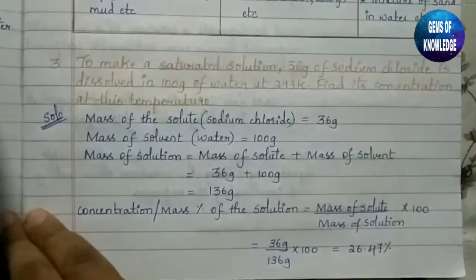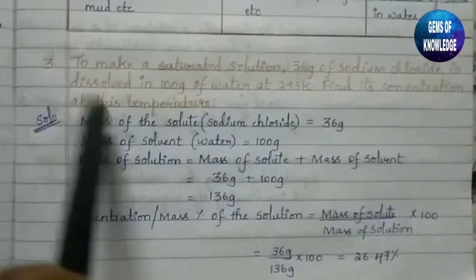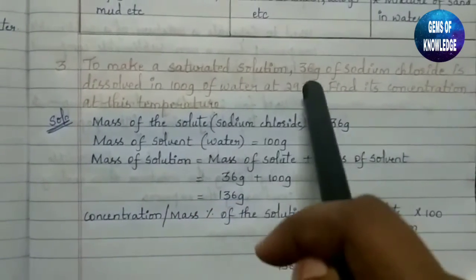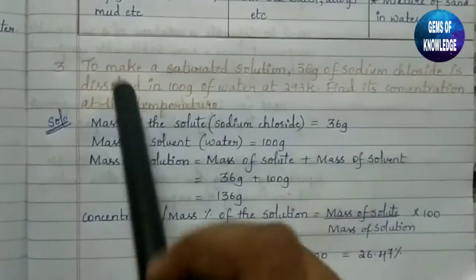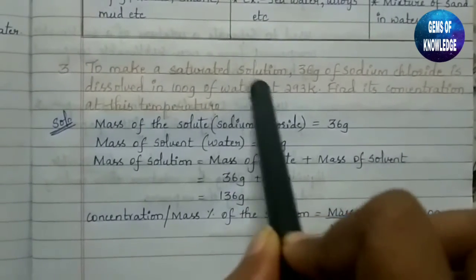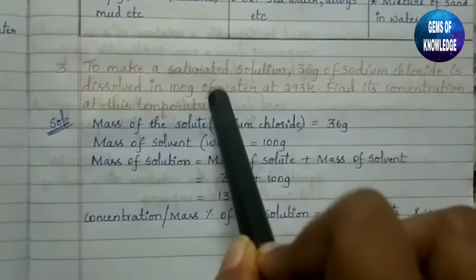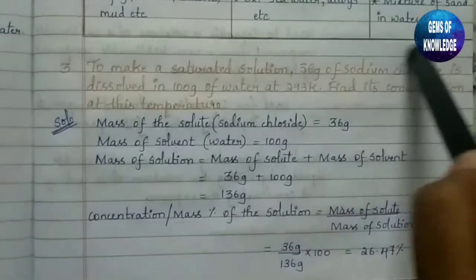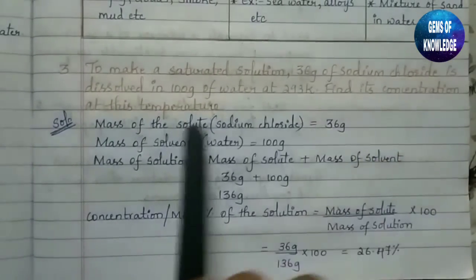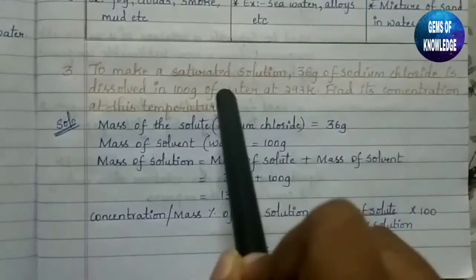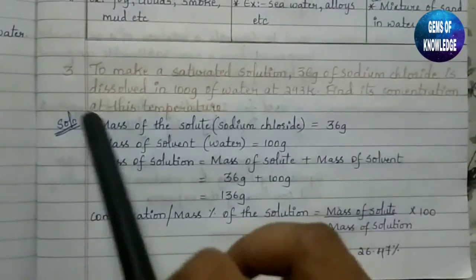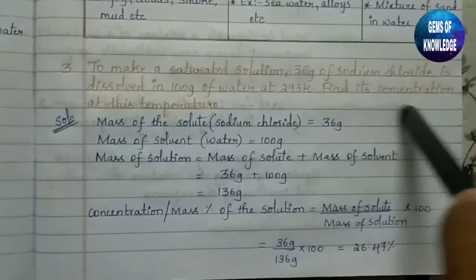So next is a similar problem which I have shown you. Okay, so here the question is, to make a saturated solution, 36 gram of sodium chloride is dissolved in 100 gram of water. So already they have given 100 gram of water, and this is nothing but the solvent. And 36 gram of sodium chloride, that is salt again, is nothing but the solute. At 293 Kelvin, find its concentration at this temperature. Here we have to find the concentration.